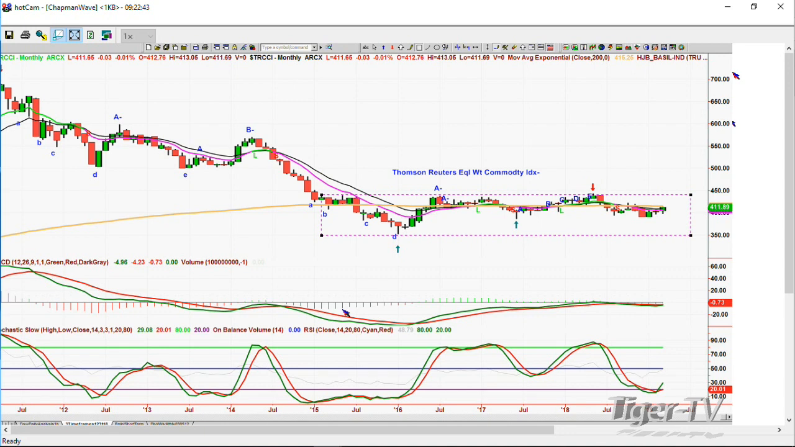Why don't you try from 2015, when this commodity index was at about the same price as it is now, maybe a little higher. 411 right now, it was at about 415. It's just been stuck in a range. It's gone down to 350. It's gone up to 447. And here it is at 411. This is the commodity index.